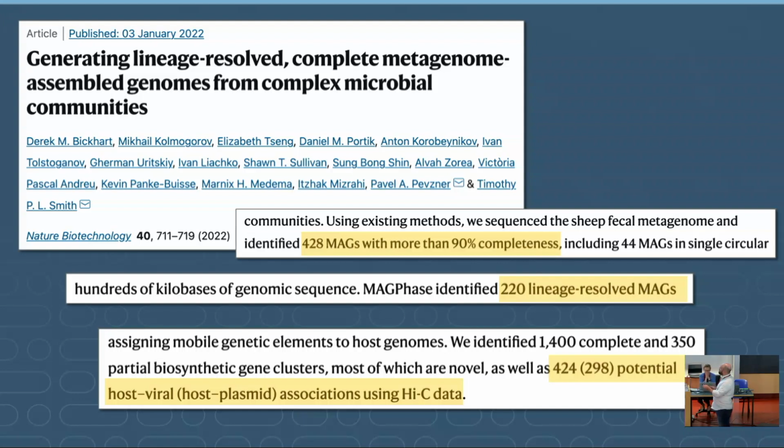So here's a paper we published with folks at the USDA and PacBio, and I think some folks in this audience. This is a single sample that we sequenced. This is a sheep fecal sample. You get 400 MAGs, genomes that are over 90% complete, 200 lineage-resolved genomes, but also 400 phage-host interactions and 300 plasmid-host interactions, right? All from the same sample. So you're basically getting genome reconstructions of the hosts as well as of the plasmids.